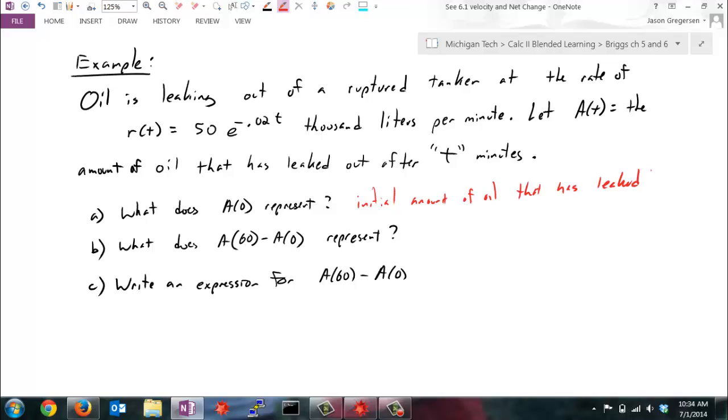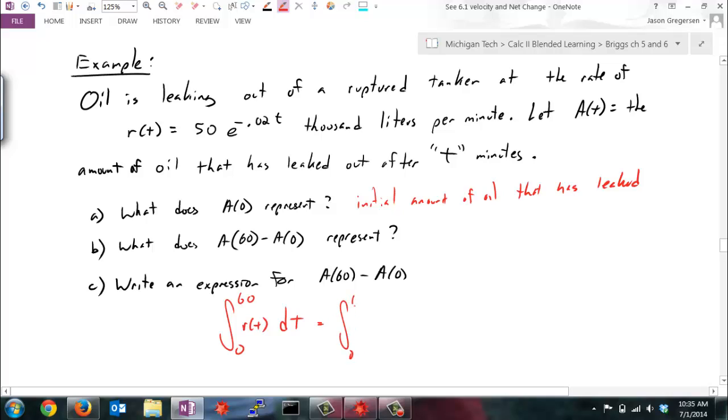Well, let's calculate this thing. How do we actually calculate how much oil has leaked in the first 60 minutes here? Absolutely. We're going to integrate r of t, not a vector, r of t, with respect to time from t equals 0 to t equals 60. And this is something we can really do here. We can integrate from 0 to 60, 50 times e to the negative 0.02 t dt, and find that value.